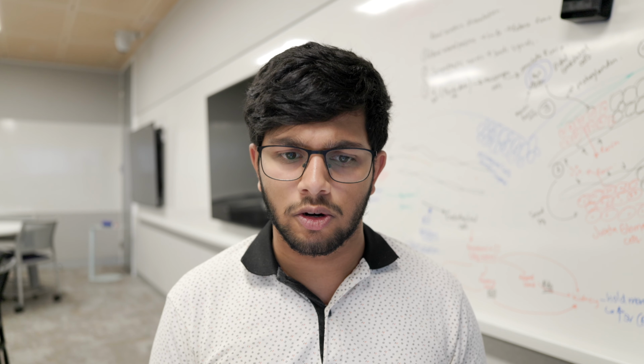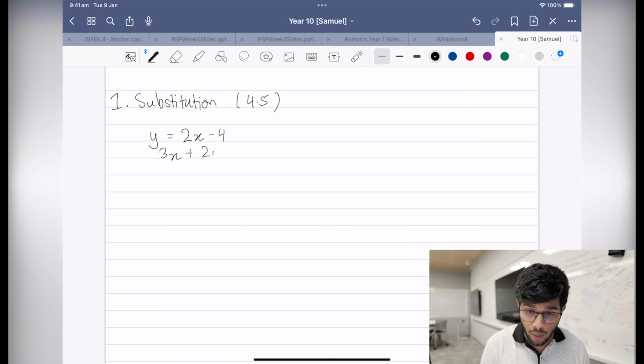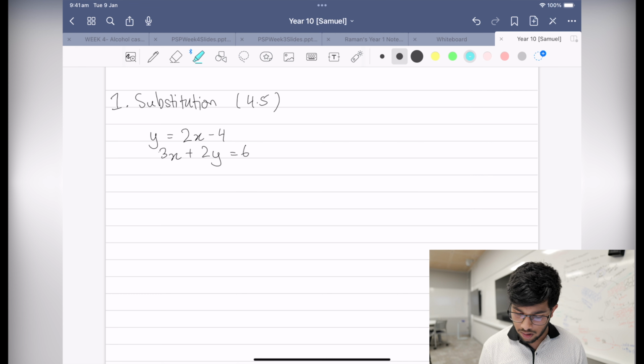Now, what are we going to be doing here? The best way for me to describe this is actually just using an example. So I'll go with, as the textbook is using, the two equations, y equals 2x minus 4 and 3x plus 2y equals 6. Now, when we're looking at it, we're given y is equal to 2x minus 4, and that is the same y here.